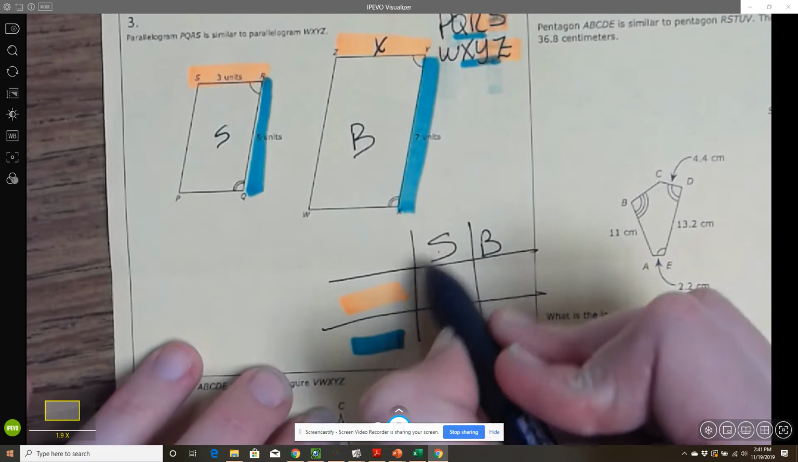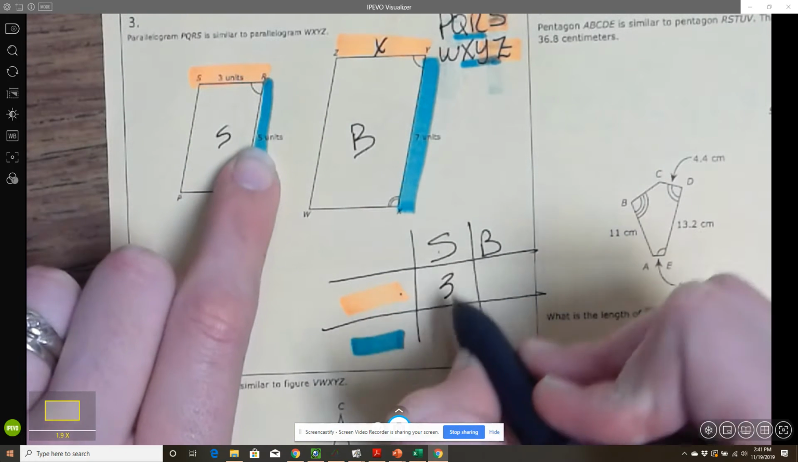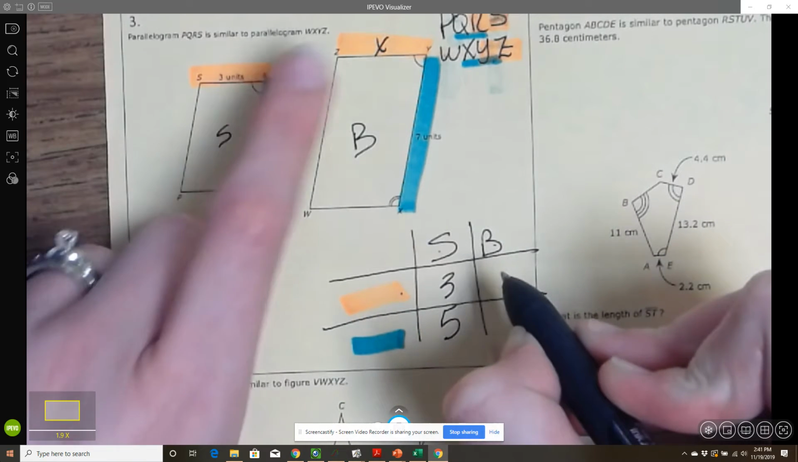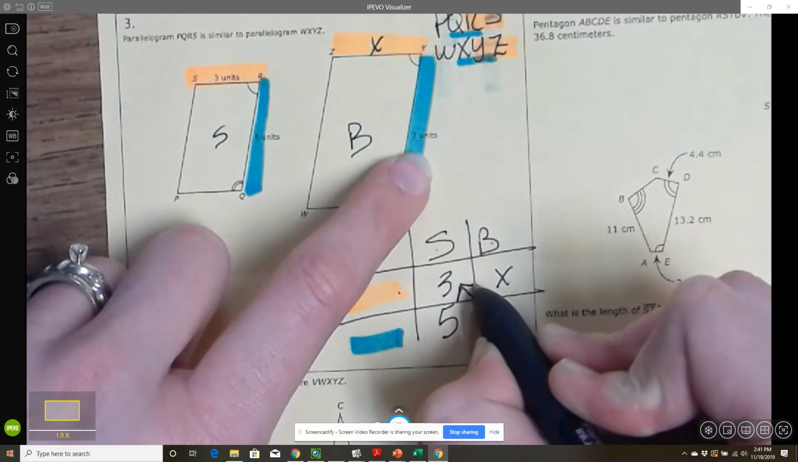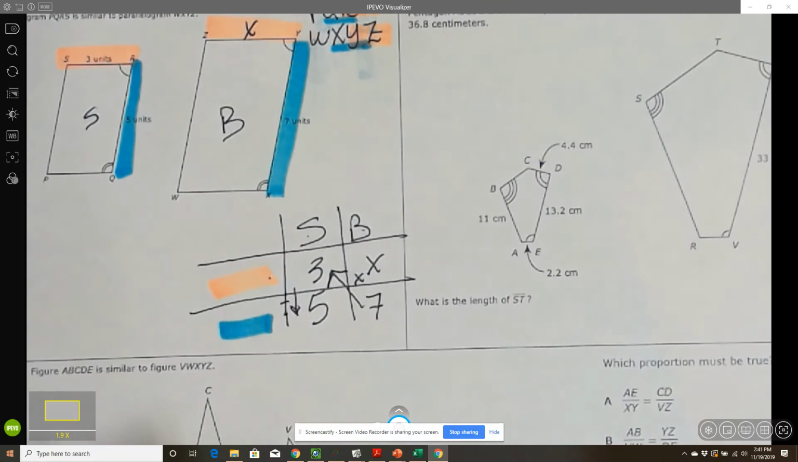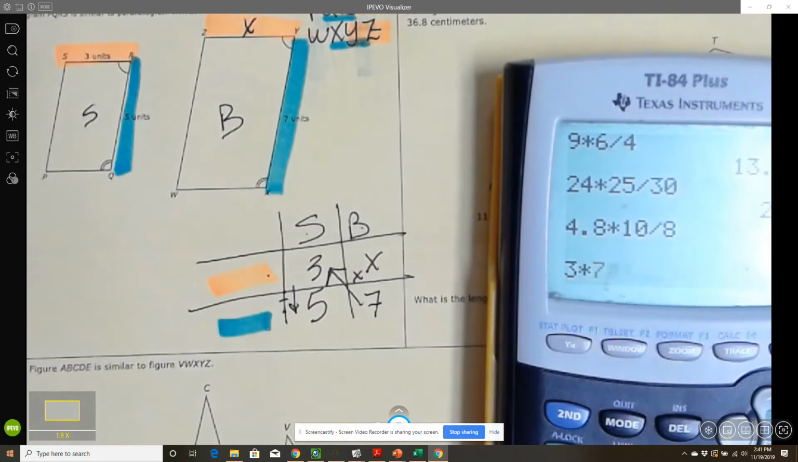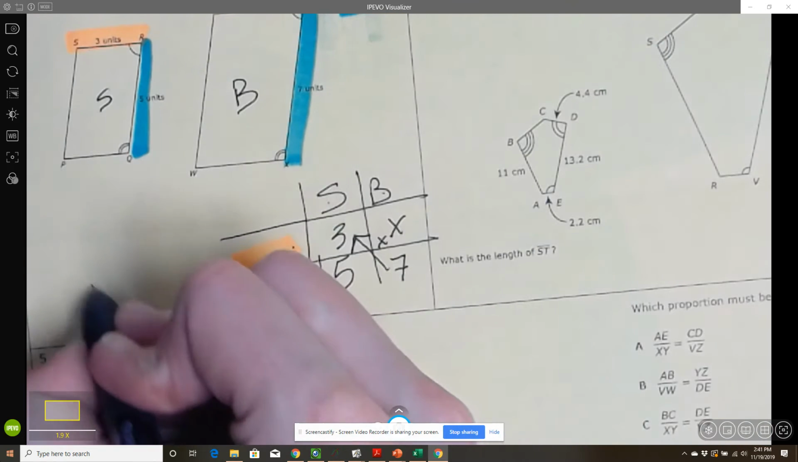All right, so small orange is 3. Small blue is 5. Big orange is X. And big blue is 7. So we cross multiply and then divide. So 3 times 7 divided by 5 gives me 4.2.